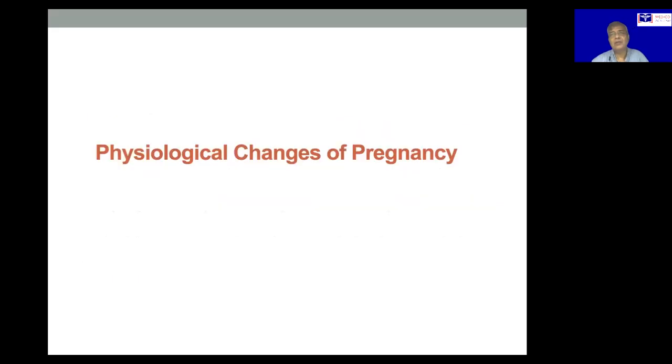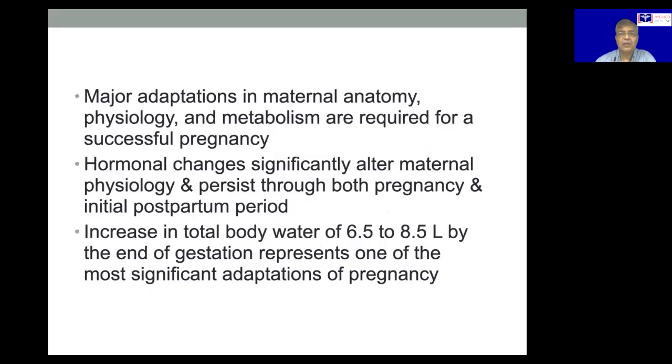Now, let us look at the physiological changes of pregnancy as they affect mitral stenosis. The major adaptations in maternal anatomy, physiology, and metabolism required to ensure successful pregnancy actually are detrimental to patients who have cardiac involvement, especially mitral stenosis. Hormonal changes significantly alter maternal physiology, and these changes persist through both the pregnancy and the initial postpartum period. There's an increase in the total body water of 6.5 to 8.5 liters by the end of gestation, which represents one of the major adaptations the body has for pregnancy.